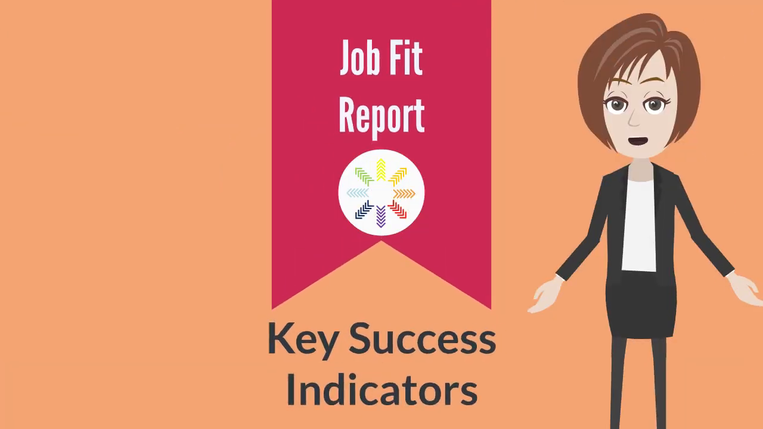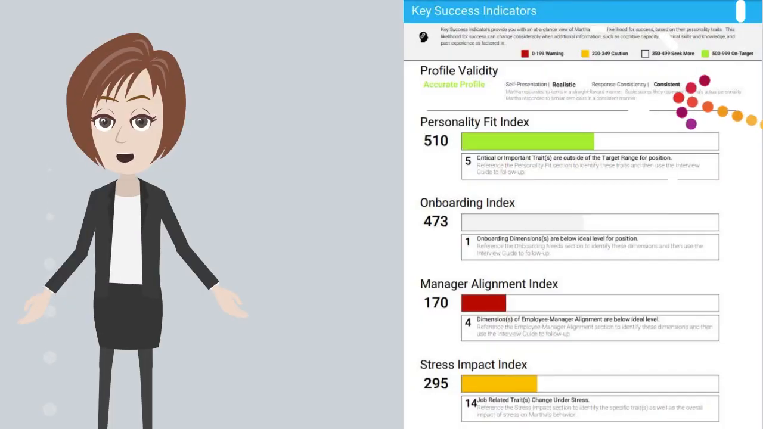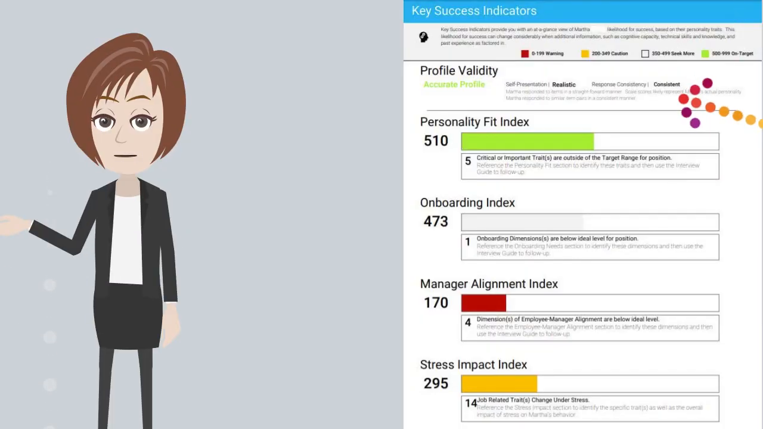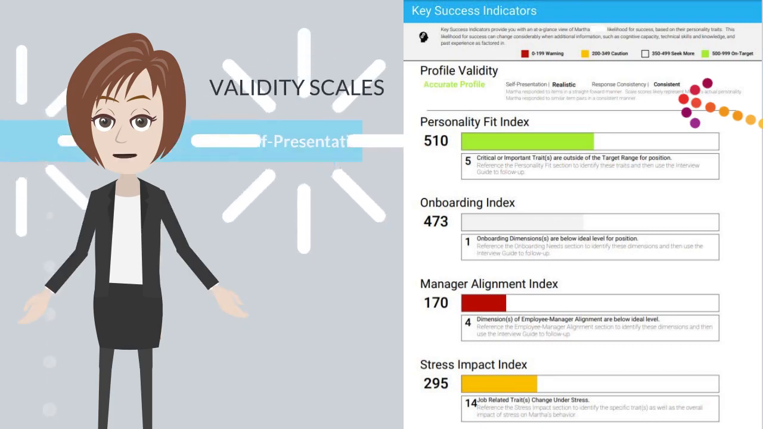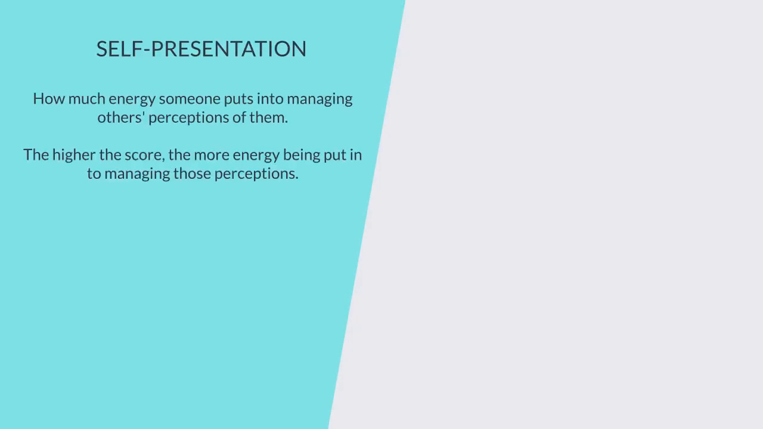Time to dig into the Key Success Indicators page on the Job Fit Report. First, let's take a look at profile validity again and dig into some more specifics. There are two validity scales, self-presentation and response consistency. The first, self-presentation scale, is how much energy someone puts into managing others' perceptions of them.